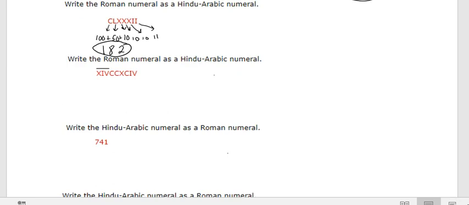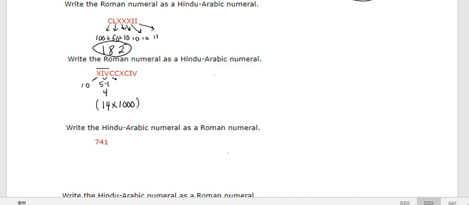Now we go to the next one. Notice the line on top of some of the letters here. So the line means to multiply whatever's beneath it by 1,000. So if you notice here, I have an X, which is 10. And then I have I followed by a V. Since I has a smaller value than V, for this we're subtracting 5 minus 1, which is 4. So together we have 10 plus 4 is 14, but that has a bar, so I'm going to multiply that by 1,000.